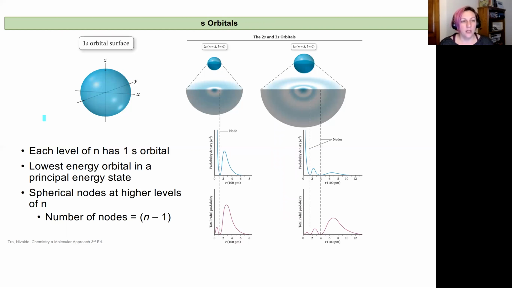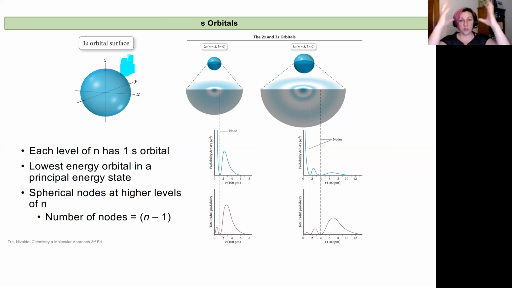And so now let's make this slightly more complicated. We have our 1s orbital surface. So because it's just that one kind of peak, we represent that as a sphere of electron density away from the nucleus. And we typically show then the maximum right here as a picture. And so each level of n of our quantum numbers has the ability to have an s orbital. But that s orbital will always have that same shape of just being a sphere.